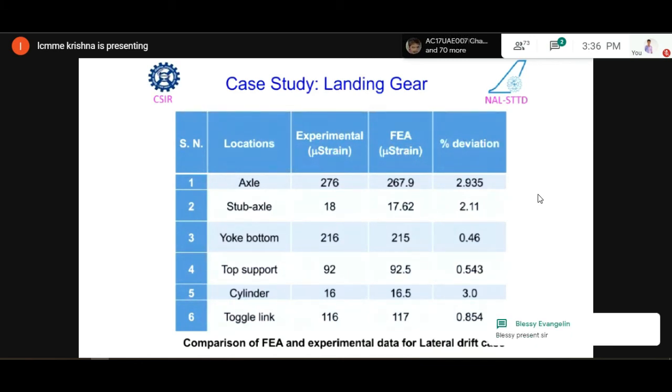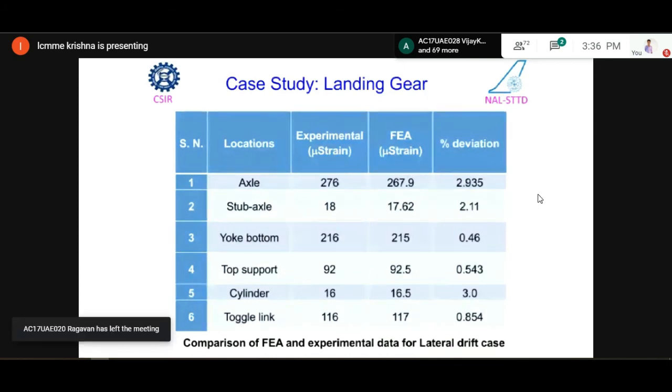When you capture the strain, you can see this experimental result in the third column, and the finite element analysis results. Both are in microstrains for easy comparison. In percentage deviation, we can see the maximum is only around 3%. This is for the case of lateral drift, which is the critical load case we are studying. So we got a very good match between the experiment and the finite element analysis.